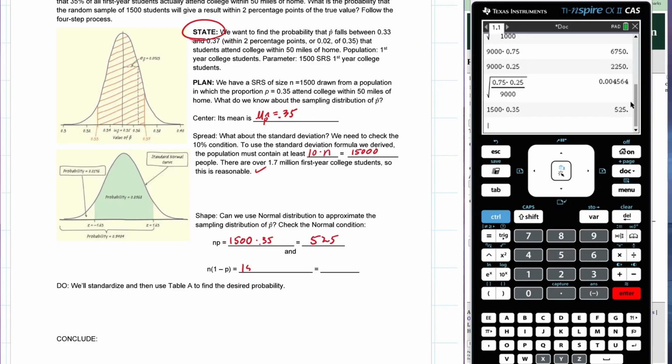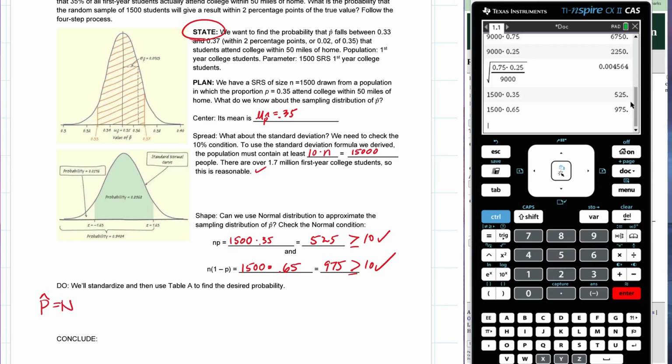And that 1500 times 1 minus P, which is 65%, should be 975. It is. All right. And both of those numbers are greater than or equal to 10. So I give myself a check mark, say that condition has been matched. So we know the distribution of P hat is normal, the center of 0.35, and a standard deviation.